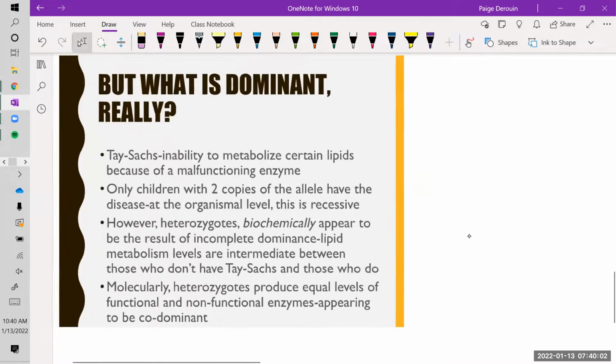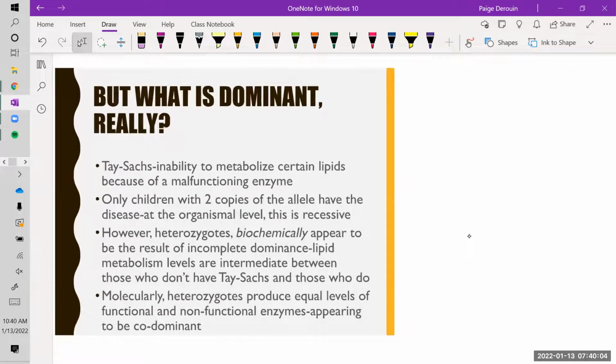Then there's also this that we have to talk about. And this is the last weird thing. And then I'm going to talk about pedigrees. So weird things: different traits can look like normal dominance, incomplete dominance, and/or codominance if you look at them on different scales.